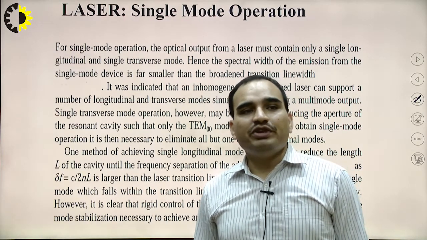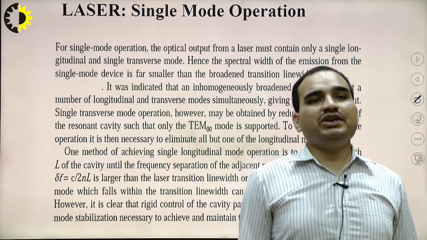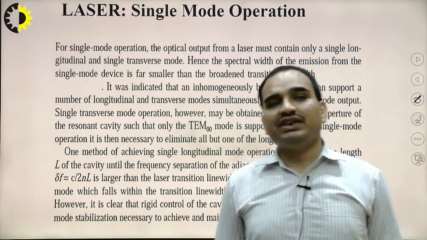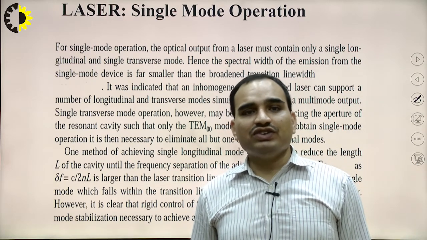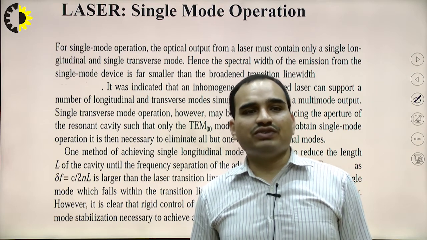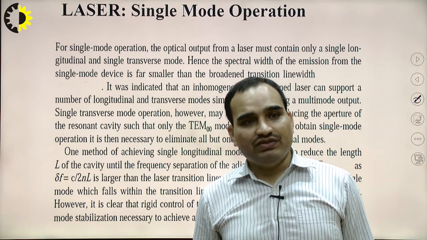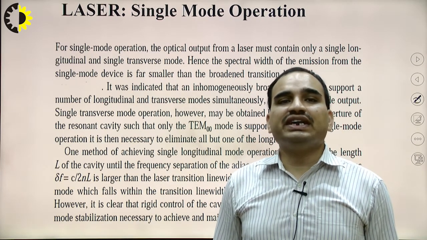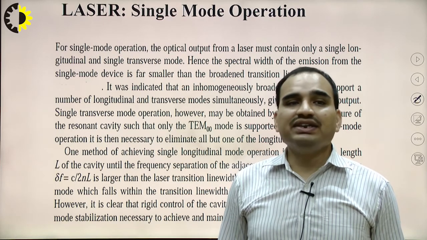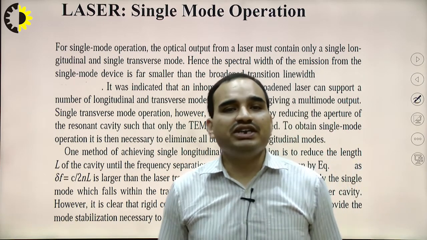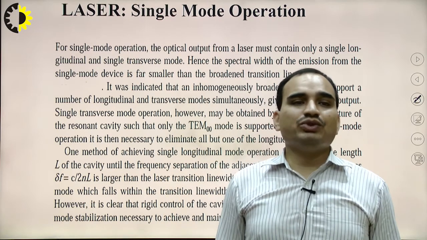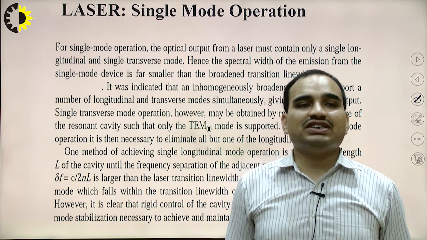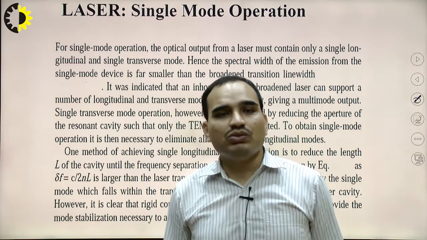Now laser mode operation. For single mode operation, the optical output from a laser must contain only a single longitudinal and a single transverse mode. Hence the spectral width of the emission from a single mode device is far smaller than the broadened transition linewidth. An inhomogeneously broadened laser can support a number of longitudinal and transverse modes simultaneously, giving a multimode output. Single transverse mode operation, however, may be obtained by reducing the aperture of the resonant cavity such that only the TEM00 mode is supported.